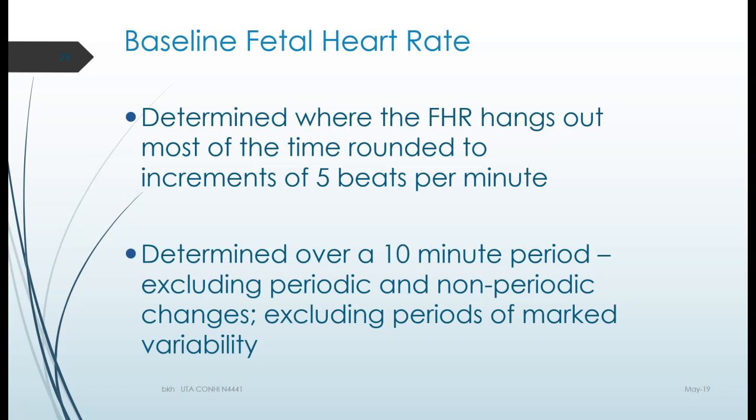We know that a normal heart rate range for a baby is 110 to 160. If this heart rate is hanging out at the 130 line, and it bumps occasionally up to the 135 and occasionally down to maybe 128, 127, then if we were to draw a line through that, the place it hangs out most of the time would be the 130 line.